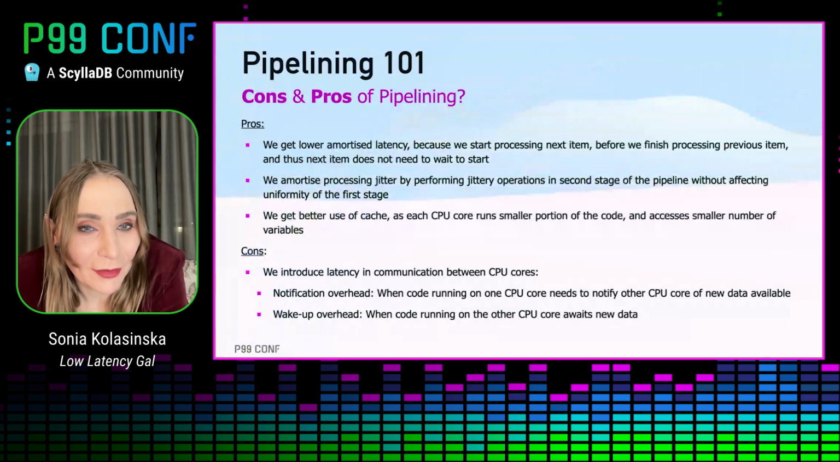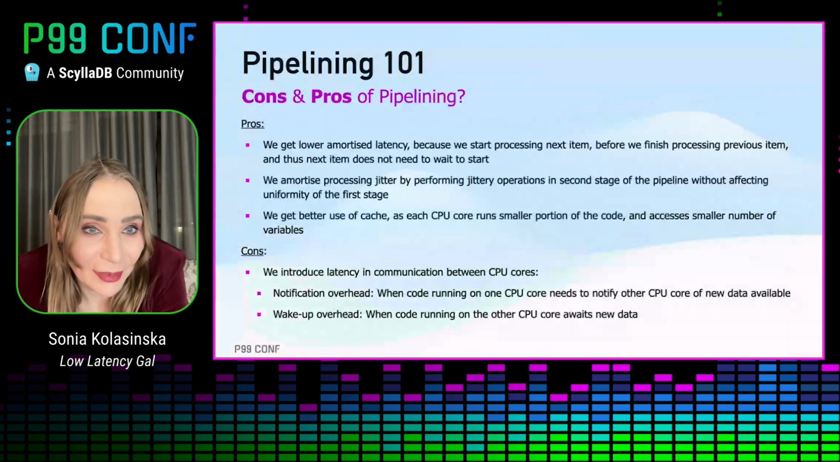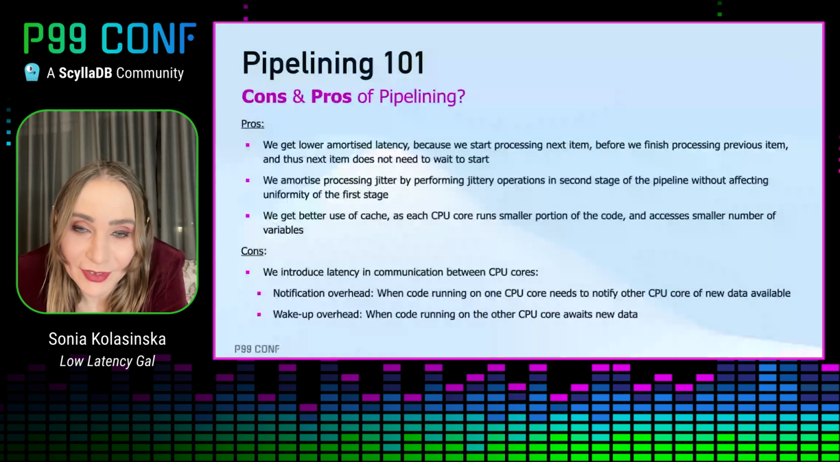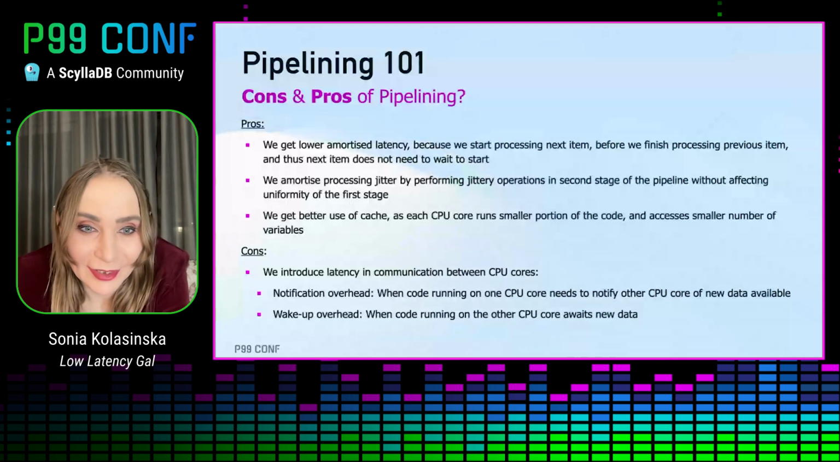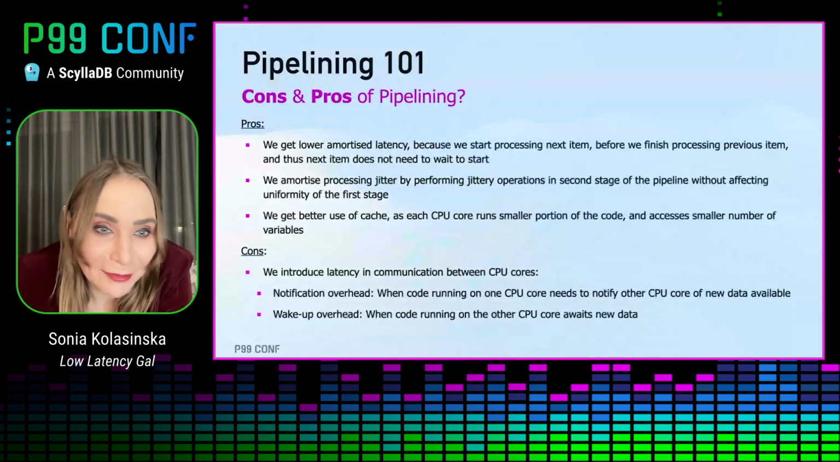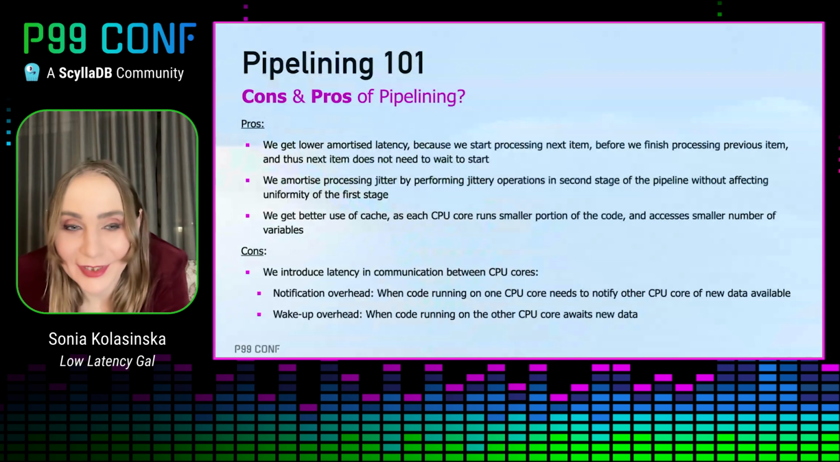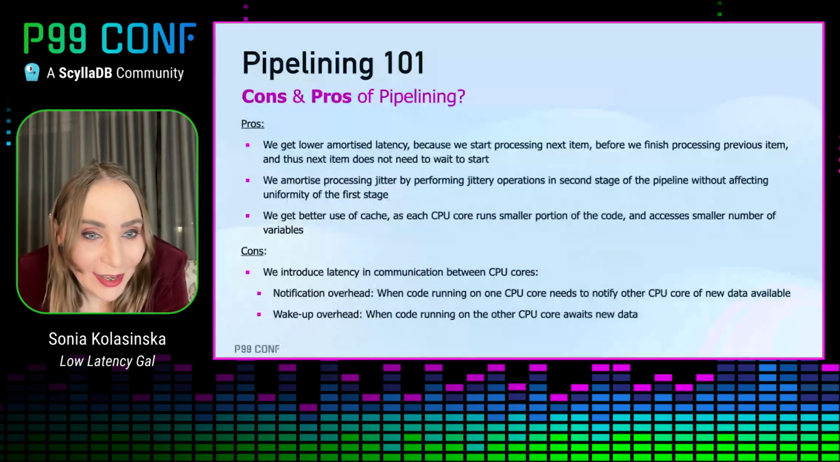Pros, we get lower amortized latency because we start processing the next item before we finish processing the previous item. We amortize processing jitter, and we get better use of cache as each CPU core runs a smaller portion of the code. The cons is we introduce latency in communication between CPU cores. This is what I said, but you need to measure it. It can be 100 nanoseconds, it can be 10 nanoseconds, or maybe you will measure 0 nanoseconds. It really depends how the whole pipeline is going, and what is going on in the pipeline.